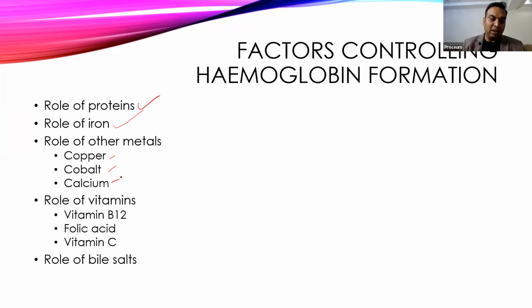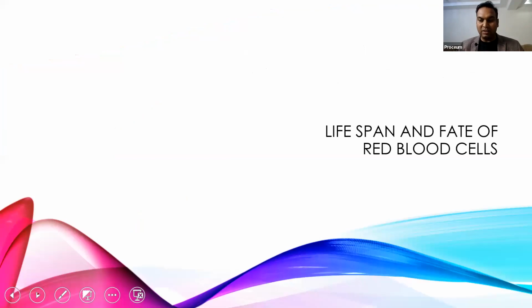synthesis of the heme. Then, apart from the machinery, for oiling of the machinery, vitamin B12 and folic acid are required for the DNA synthesis. That is for the maturation of the hemoglobin. DNA is important for the synthesis of other things. Then vitamin C is important for the absorption of the iron and transport of the iron from the site, and also bile salt, which is also important for the absorption of iron and other vitamins. So all these factors are required for the hemoglobin synthesis.